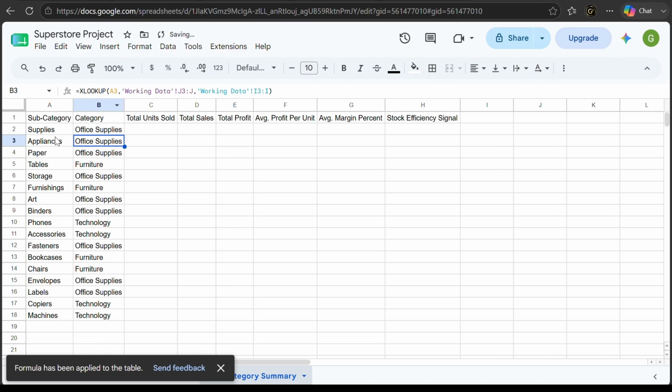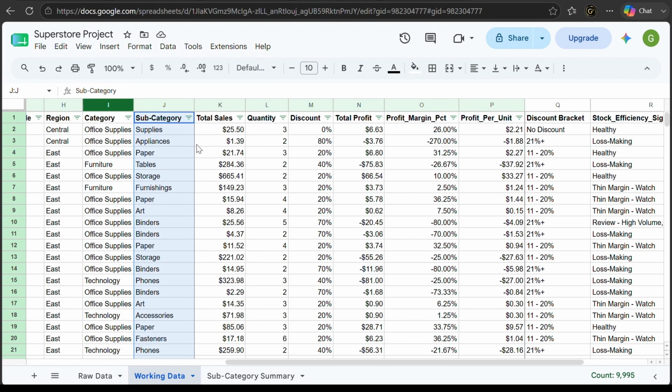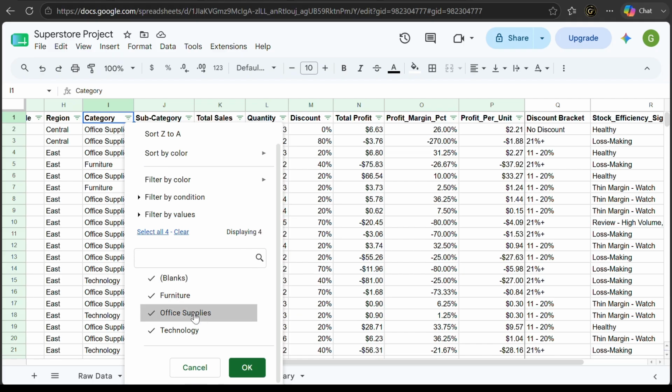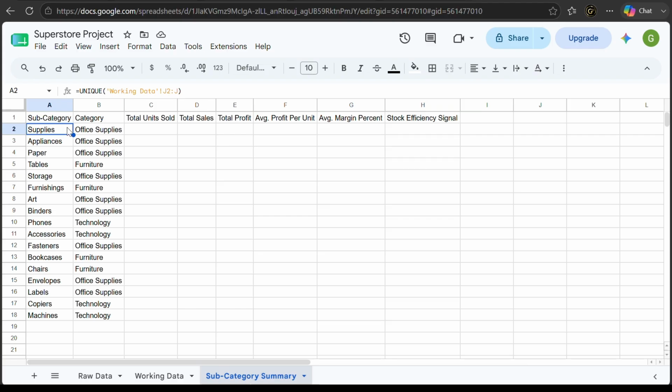So you can see now that the subcategory is supply, the category is office. Remember that we have only three categories for all our entries. Let's go and check here. We have only three categories: furniture, office supplies, and technology. So every single subcategory in column J is shared within only three categories in column I. So you end up having only the three, which is office supplies, furniture, and technology.